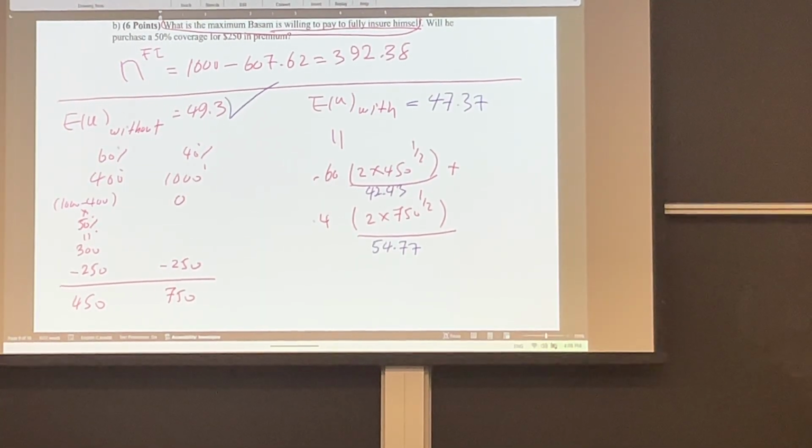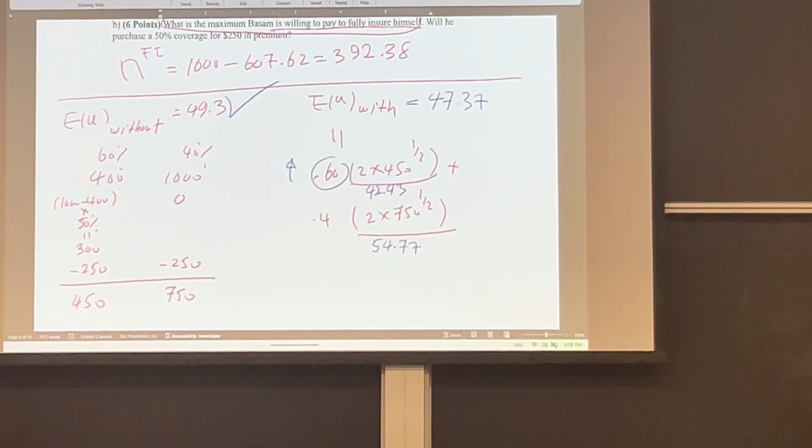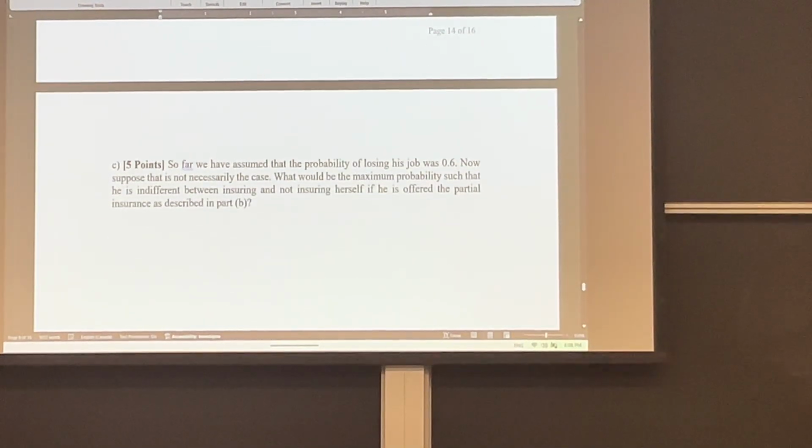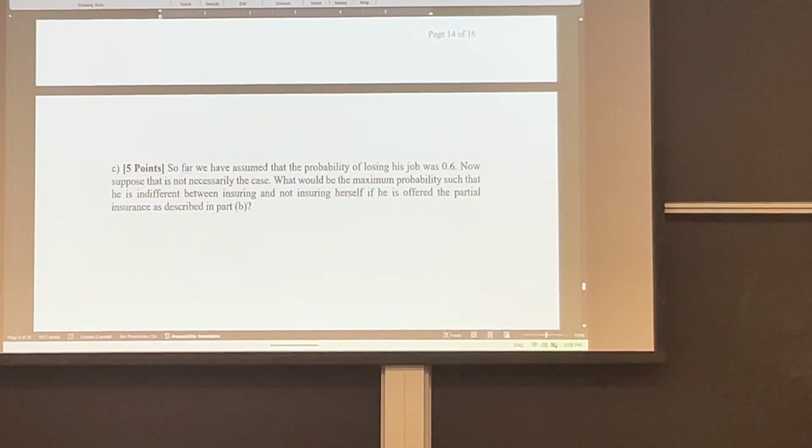Question for you: if this probability goes up, is it more likely for you to accept that policy or less? If the probability of losing goes up, would it make it better to buy the insurance or worse? Of course better, right? If it goes up, at some point you may be indifferent between the two. The next part says find it. Find the probability of loss that makes you indifferent between buying that partial insurance and not buying it.